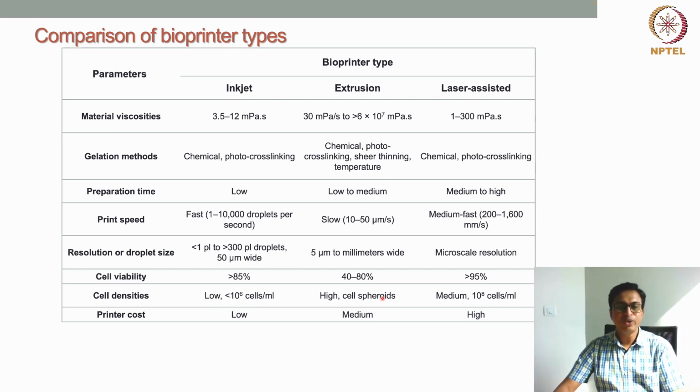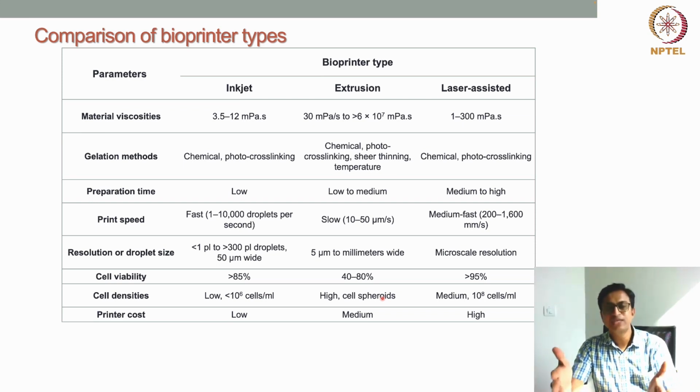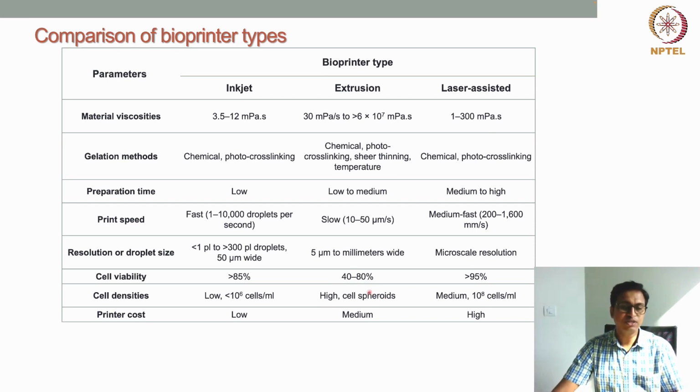Cell spheroid means when the cells are clustered together in a round shape, that we generally call cell spheroids. So typically the spheroid dimension is anywhere between 50 to 400 microns, but mostly people use 100 to 200 micron spheroids for bioprinting applications, and at that time again the nozzle dimension has to be more than that spheroid size. So that is another thing. So cell spheroid densities can be very high in case of extrusion based bioprinting.